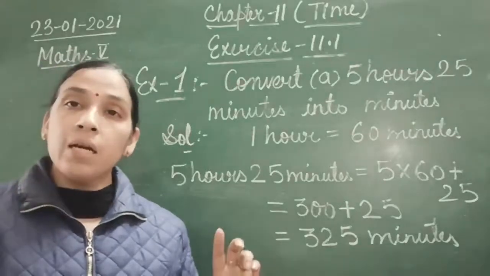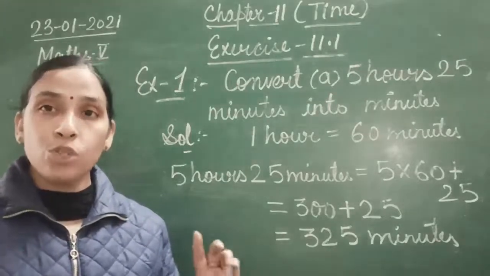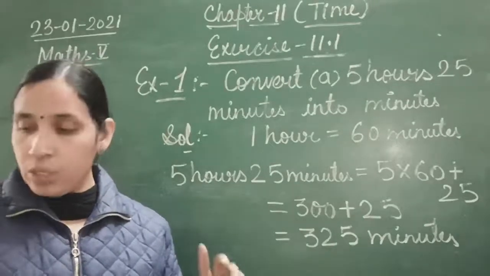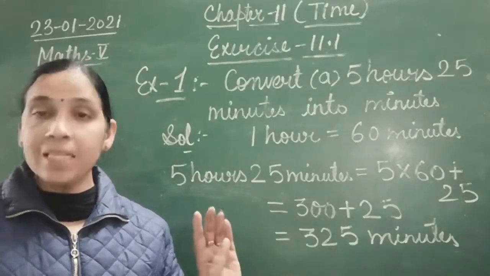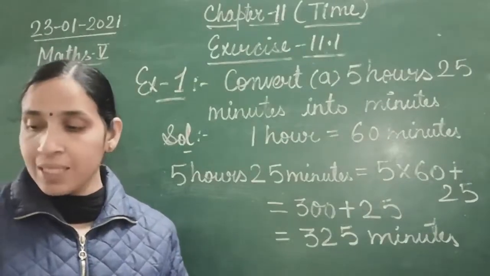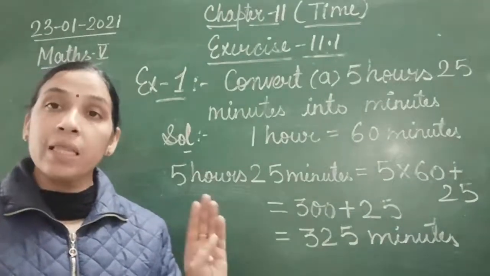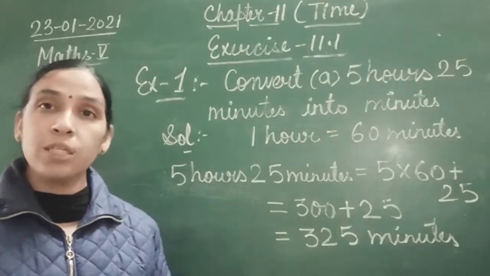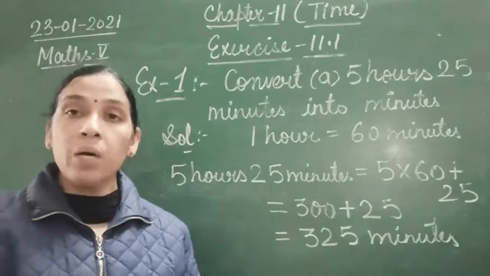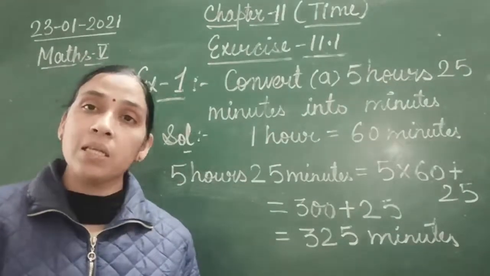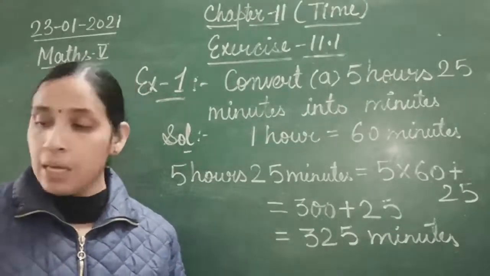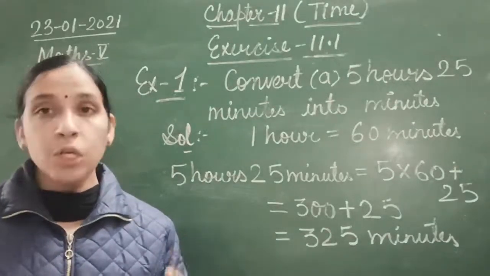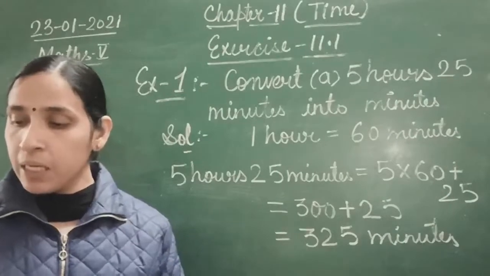Similarly, we'll see B part also. B part is also given in your Example 1: 3 minutes 40 seconds, that you are supposed to change into seconds. Again, in 1 minute we have 60 seconds, so 3 minutes will be changed into seconds, plus 40 seconds will be added to that. So you will do that B part.